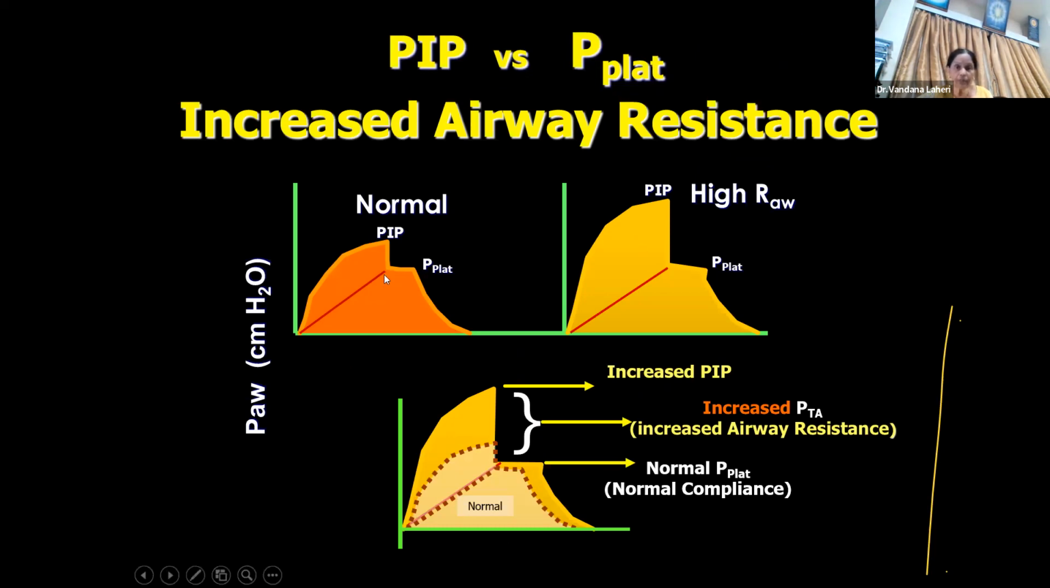PIP has gone up, but P plateau has remained the same. Can you see this here? That means here is a patient who has a high airway resistance. Suddenly he has gone into bronchospasm and the graph has changed from this to this. Okay. That means if there is an increase in PIP, if there is an increase in trans airway pressure, but the plateau pressure remains the same, that means this is a case of increased airway resistance.